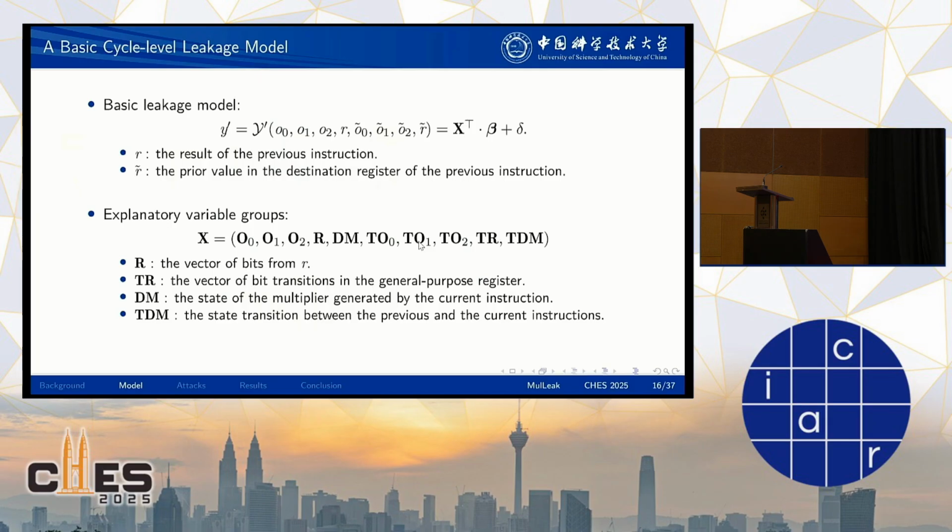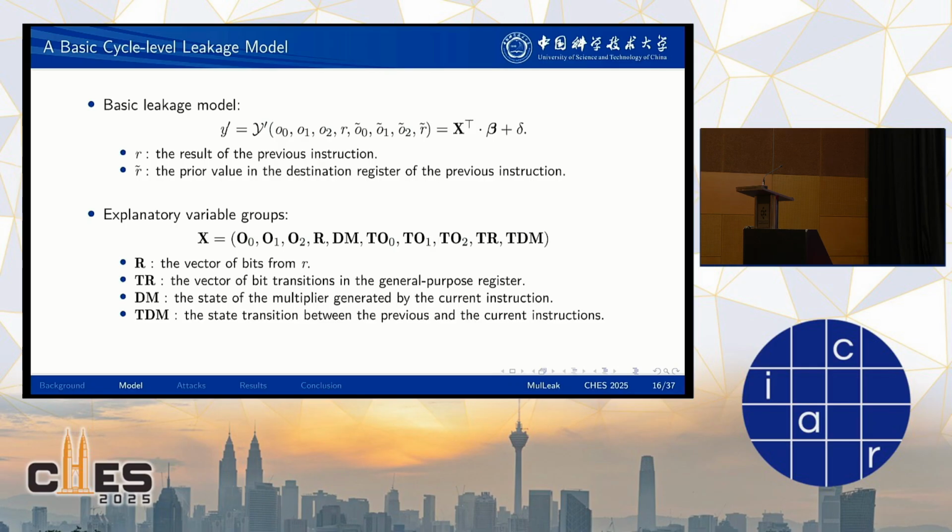Based on the previous discussion, we expanded the model proposed by McCann et al. and gave our basic leakage model. The number of operands in the model changes from 2 to 3. R is the result of the previous instruction, and R tilde denotes the prior value in the destination register of the previous instruction.